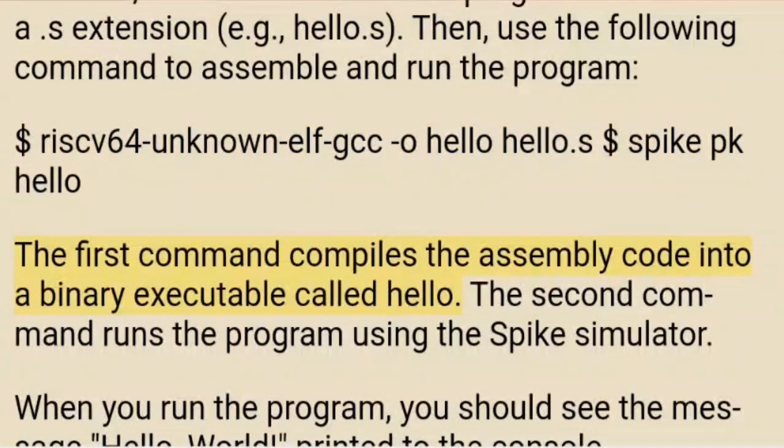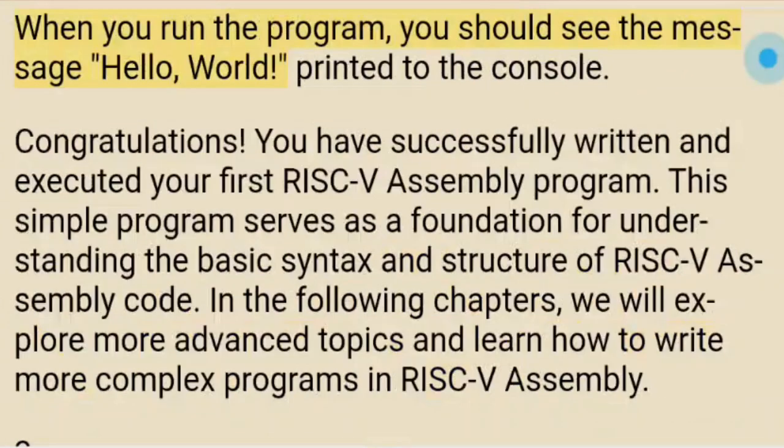The first command compiles the assembly code into a binary executable called hello. The second command runs the program using the Spike simulator. When you run the program, you should see the message "Hello World" printed to the console. Congratulations! You have successfully written and executed your first RISC-V assembly program. This simple program serves as a foundation for understanding the basic syntax and structure of RISC-V assembly code. In the following chapters, we will explore more advanced topics and learn how to write more complex programs in RISC-V assembly.